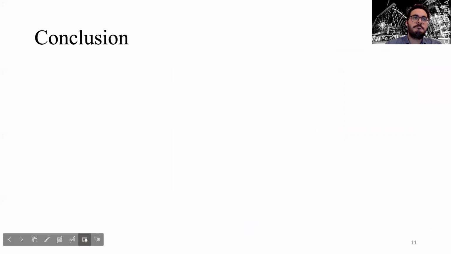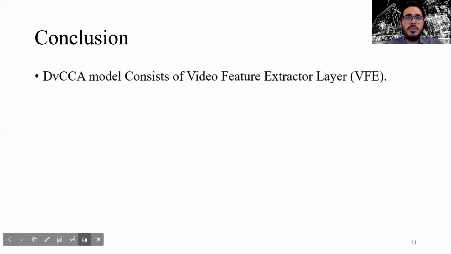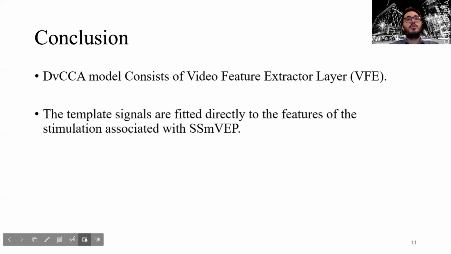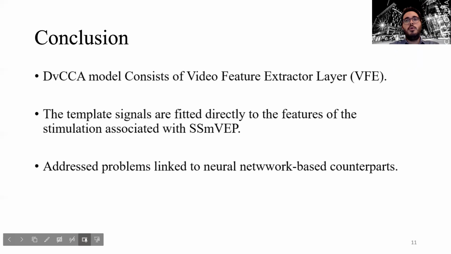As a conclusion, the proposed DVCCA model consists of a video feature extractor, or VFE layer, that uses characteristics of video to independently fit to the template EEG signals of each individual. Therefore, the extracted features from EEG signals are more correlated with the stimulation video signal. The proposed model addresses problems associated with more complicated networks, such as overfitting or lack of enough training data.